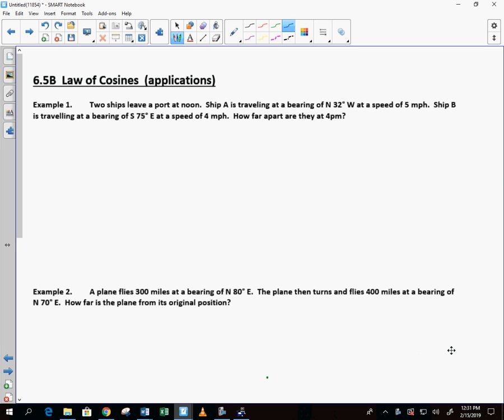Here we go. Two ships leave a port at noon. We'll say that this is the port. They leave at noon. One is traveling at a bearing north, 32 degrees west. What does that look like? Just got done with our bearings. North, 32 degrees west. Rachel is correct, 32 degrees to the west of north.